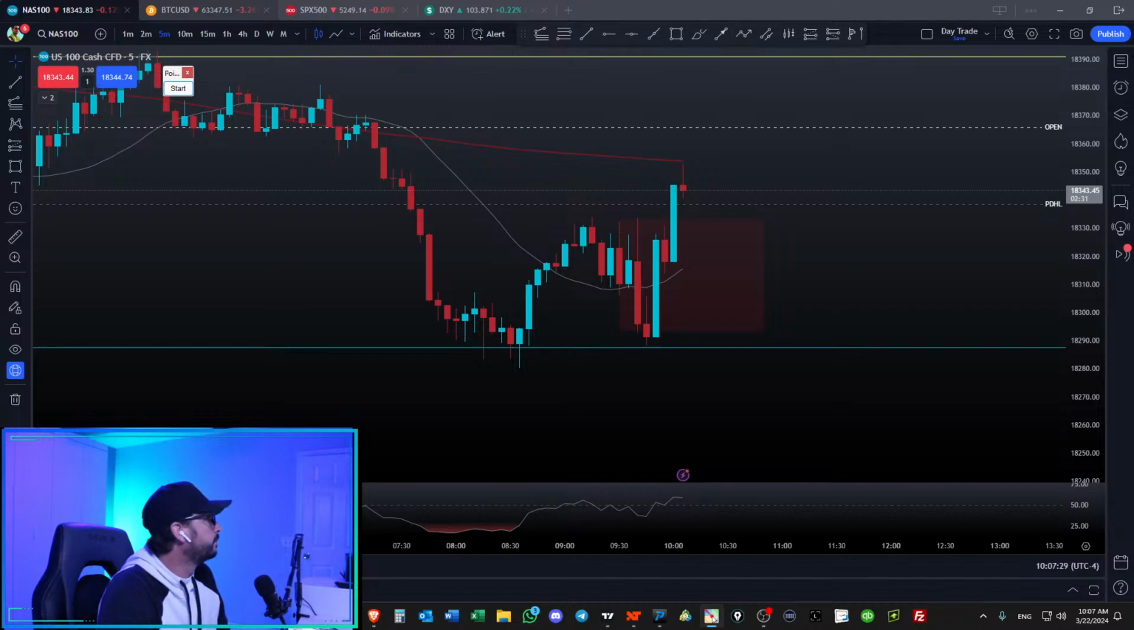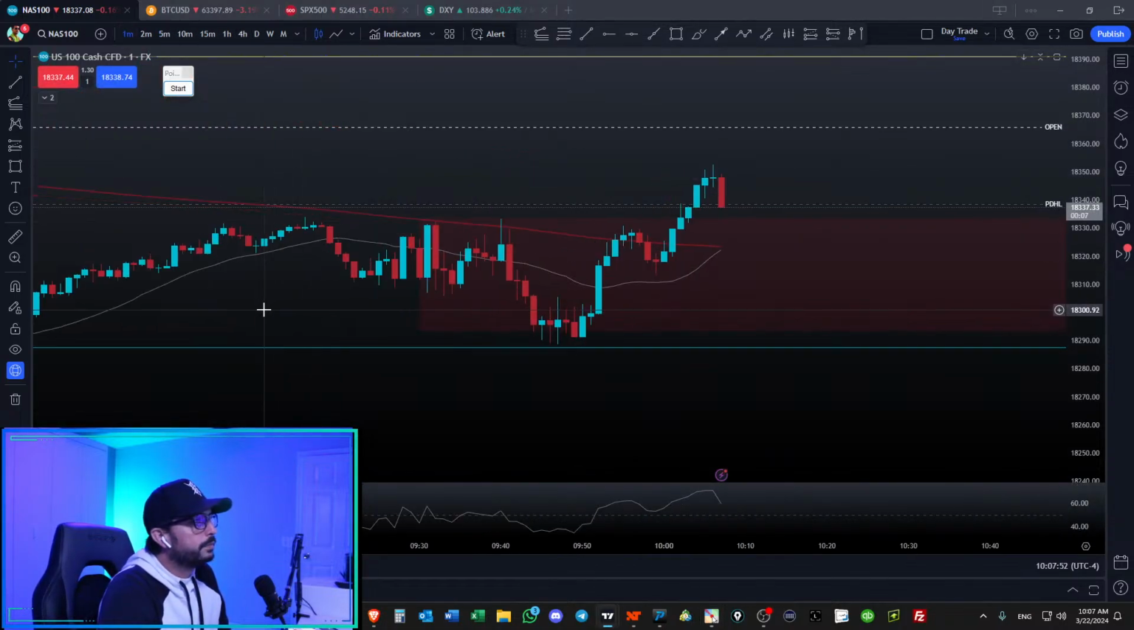You guys agree? Or disagree? Concorda ou sem corda? My Brazilian friends will know what I'm talking about. Like the rejection on the 5-minute. See the moving average going.